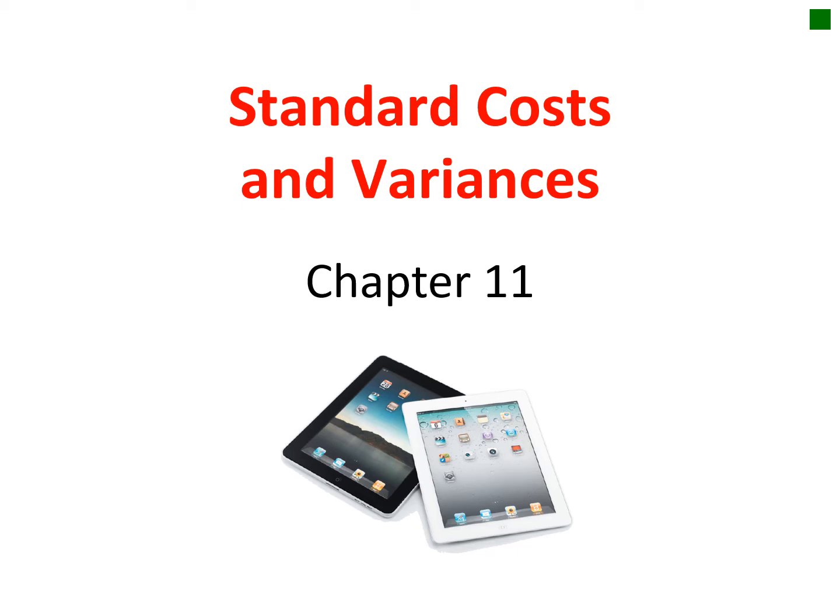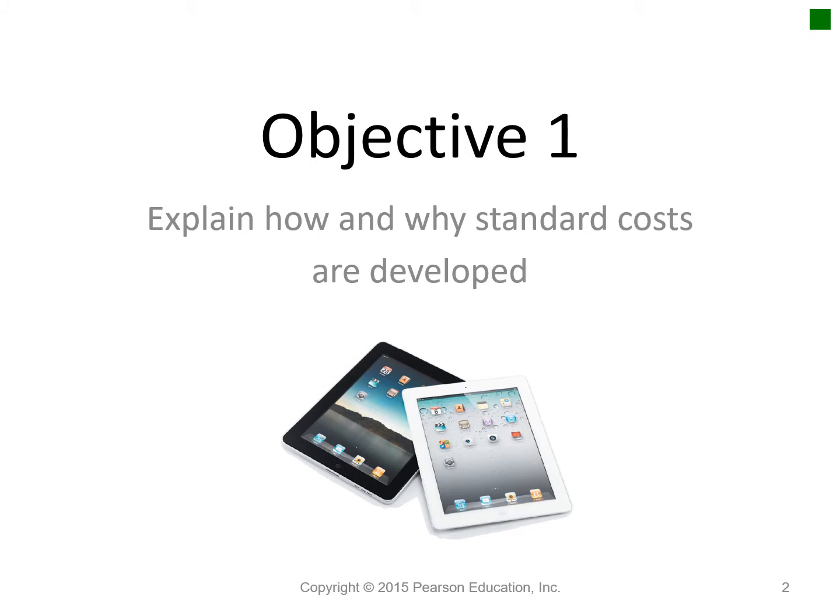Okay, so in chapter 11, we are going to discuss the concepts of standard cost and variances. This is chapter 11. Okay, so for objective number 1, we're going to discuss and explain how and why standard costs are developed.